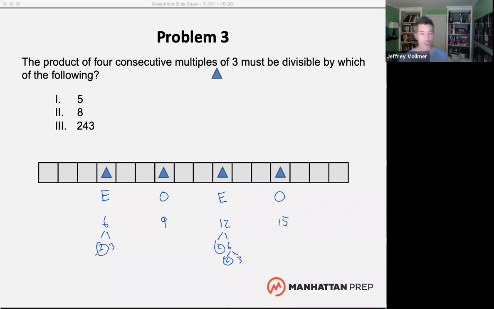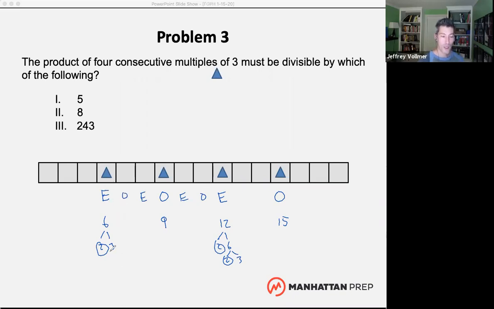Okay, so what's happening here is if I draw in the rest of these things, I'm going to draw in the rest of the evens and the odds. I don't know why I made that one really tiny. I feel bad for it.